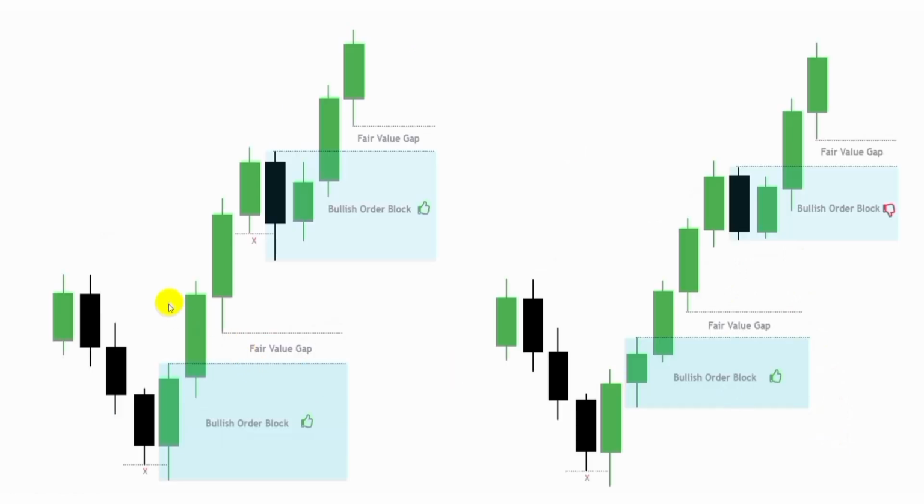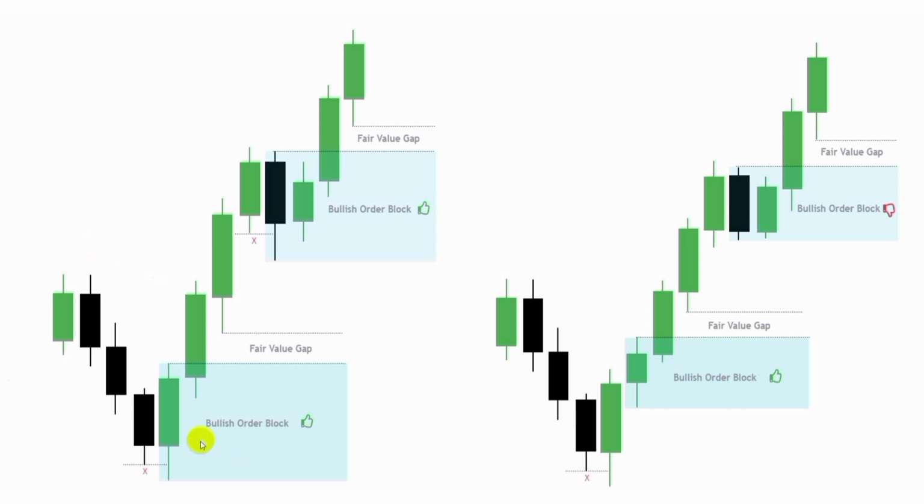How do you then identify ideal order blocks? Just the way I've stated. Then you want to look out for order blocks that are taking out liquidity. That is one. And then you want to look out for an order block that prints a fair value gap and then leads to a breaking of market structure.